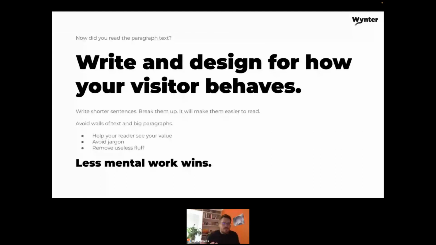Shorter sentences are easier to consume. Less verbose language is also easier to consume. Remove jargon, remove useless fluff in general, use bullet points, things like that, right? We can do so much to help support the delivery of our message. Remember earlier I said the design and the messaging go hand in hand, right? How the design is able to deliver the message is super important, but you also have to write for that understanding as well.